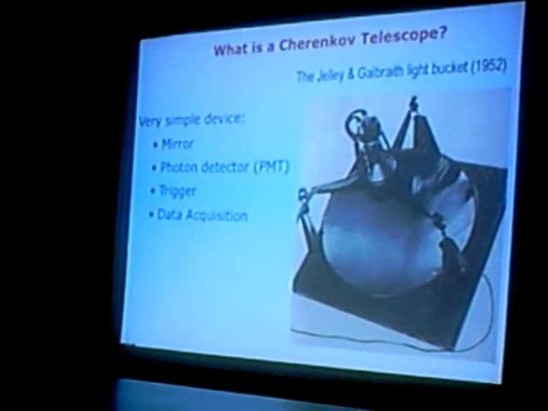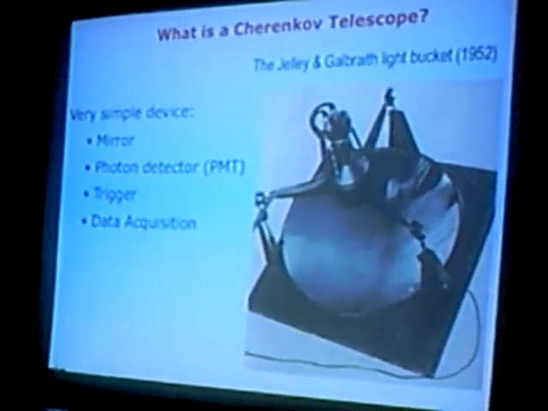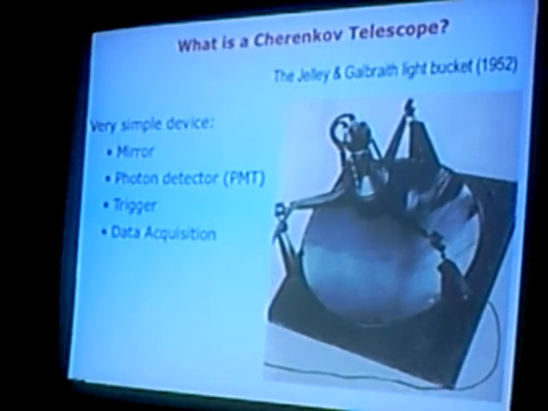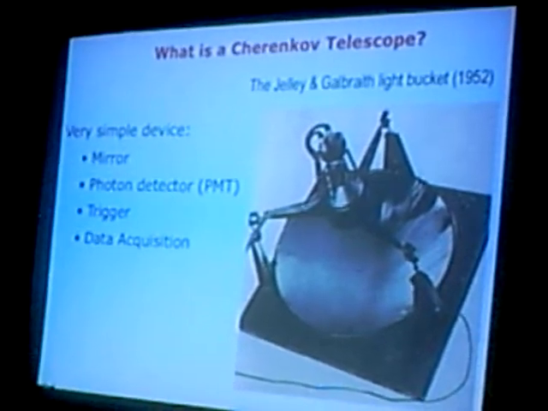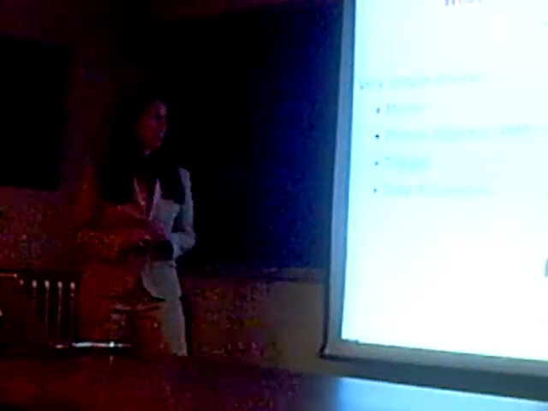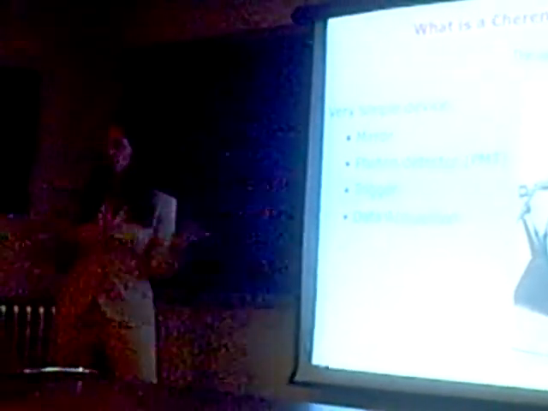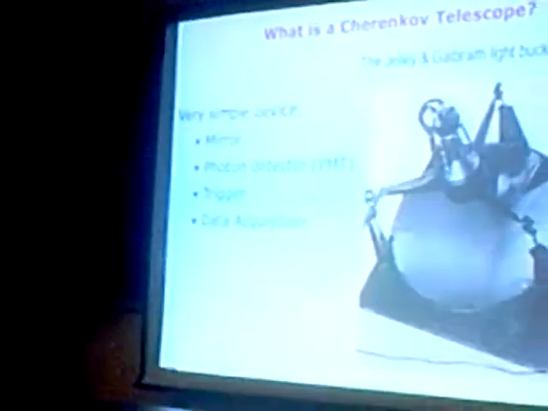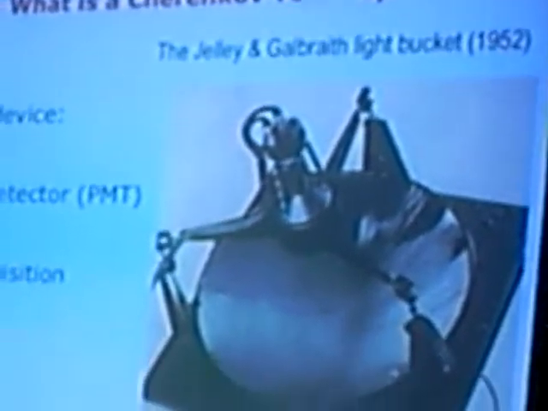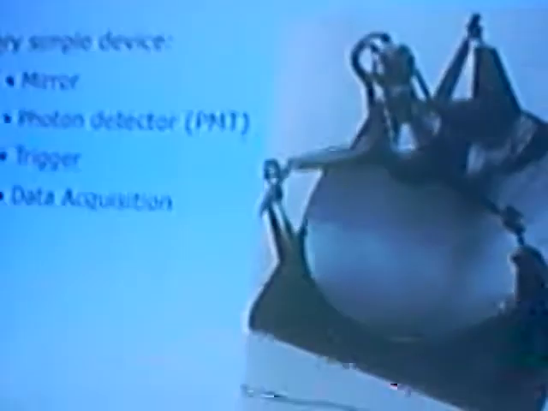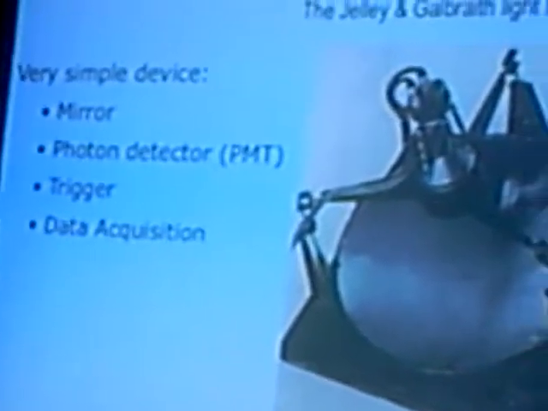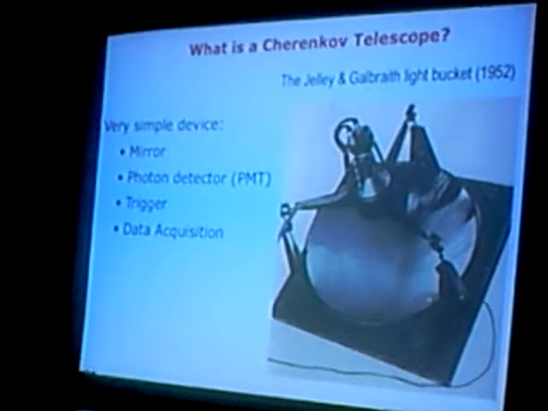So what is a Cherenkov telescope? This is from 1952. Really, it started off as what we sort of fondly referred to as a light bucket. It really was not very advanced. You need a mirror to catch the ultraviolet photons. You need some sort of detector that detects the photons, and you need something that triggers off of the air shower events as they're occurring, and you need some way of reading out the data.